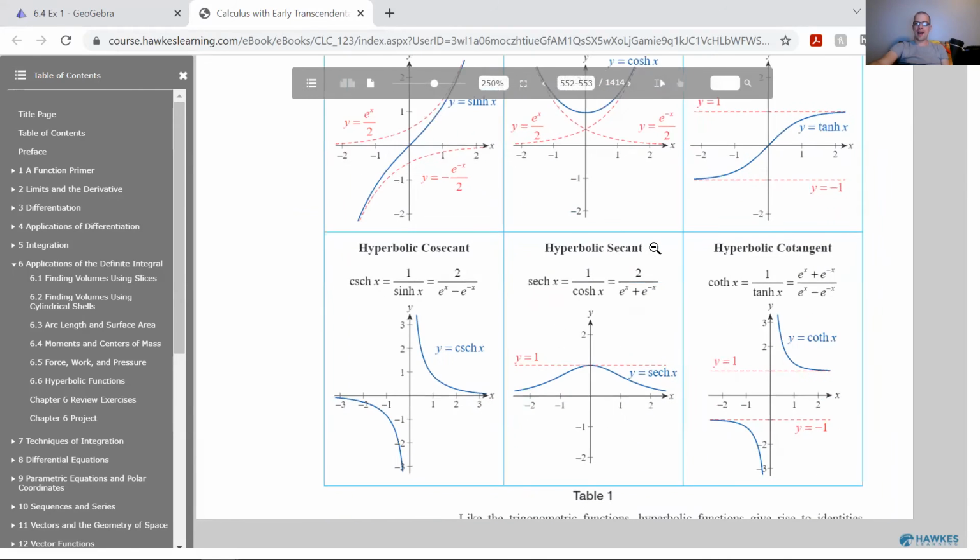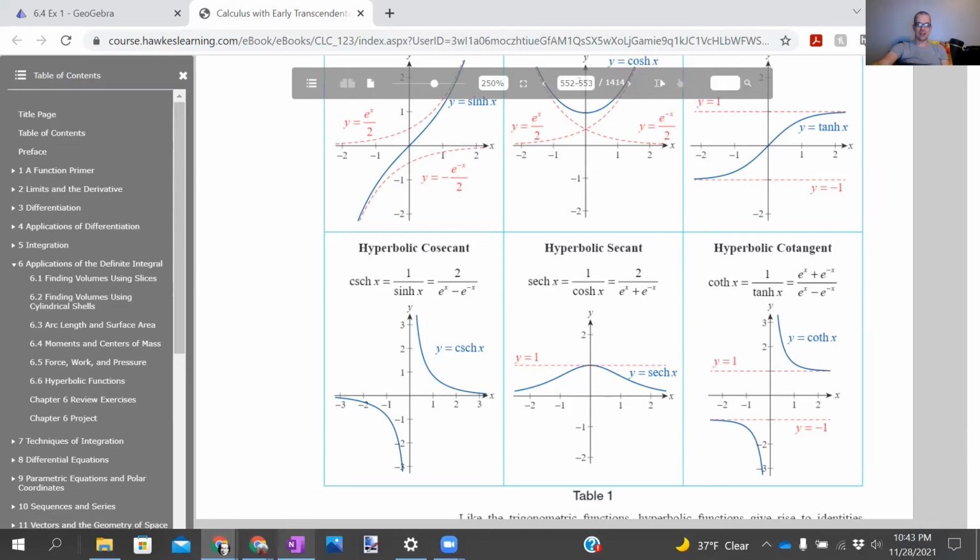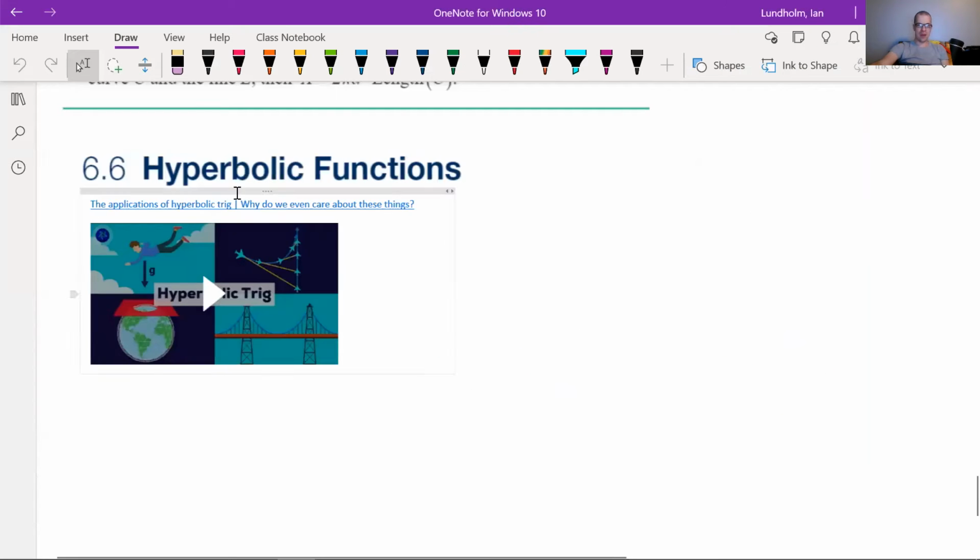So cool. But I'd like you to watch this video. If you've never seen a video by Zach Star before, generally they are of high quality, and this focuses more on the applications of hyperbolic trig functions, so that if you ever come into an application like this, you'd know where to look in our book. It's in chapter 6.6.